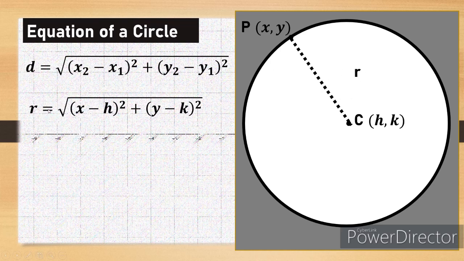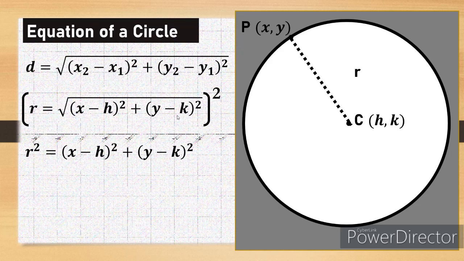So we have r is equal to the square root of quantity x sub 2 natin is x minus x sub 1 natin is h. So we have x minus h squared plus y sub 2 natin is y minus y sub 1 natin is k. So we have quantity y minus k squared. Then square both sides. So we have r squared is equal to the quantity x minus h squared plus quantity y minus k squared.